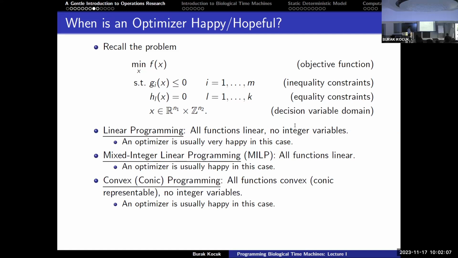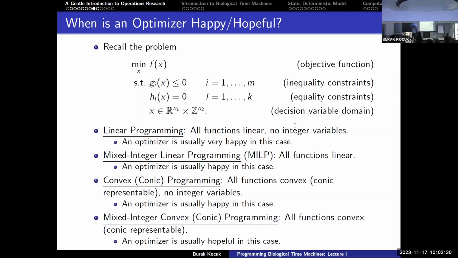But maybe your problem is nonlinear. Then, depending on the nonlinearity, you can still be happy. For example, if you have a convex programming problem with no integer variables, I'm usually happy in this case too, because there are good solvers for this task.